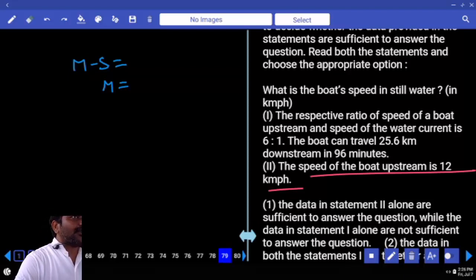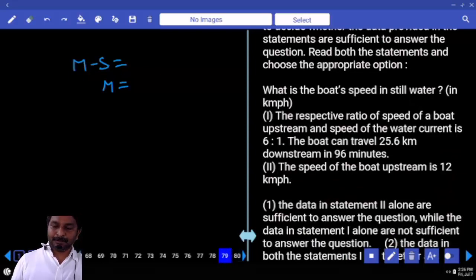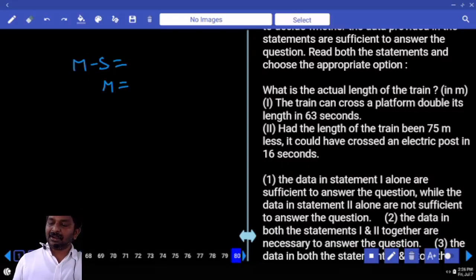Ardhamavutunda? So to calculate any speed, you need to have the other 2. Okay na? What is the answer for this question finally? Only one alone is sufficient, but not two alone.